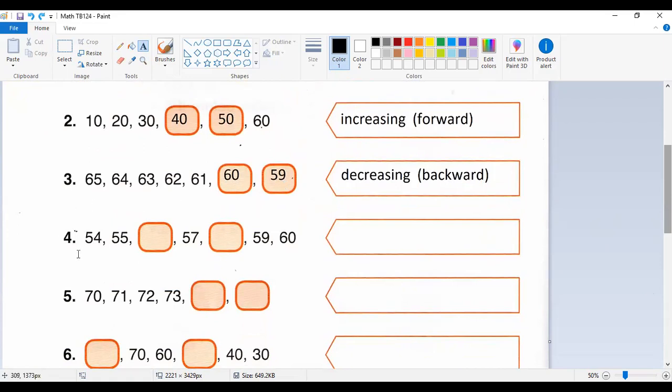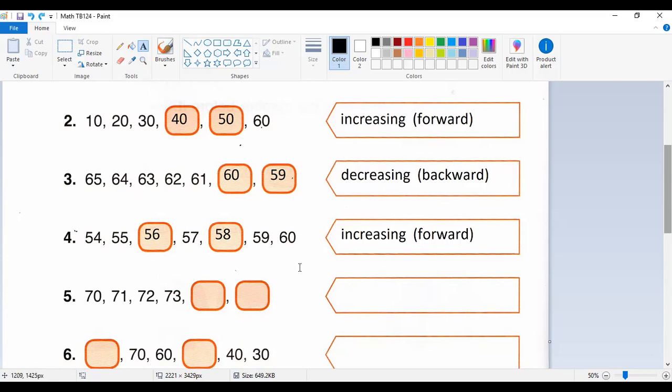All right. Number 4. 54, 55. Is that getting bigger or smaller? We're counting forward. We're getting bigger. After 55, 55 plus 1 is 56. 56 plus 1 is 57. 57 plus 1 is 58. It's just like counting to 100, isn't it? We start at 54. 54, 55, 56, 57, 58, 59, 60. We're counting forward by 1.